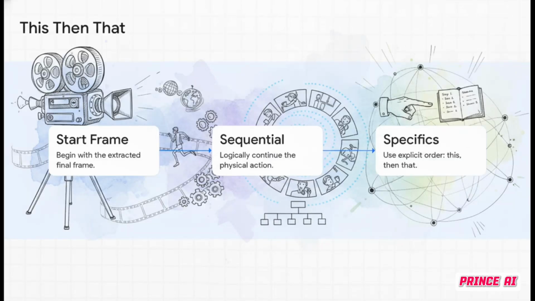Now, when you go to generate that second clip, you have to use the this, then that prompting method. Start with your extracted frame. Your prompt for this next clip must logically and directly continue the exact physical action from that paused frame. Keep the instructions strictly sequential. For example, the character looks out the window, then she turns her head, then she picks up the mug. This logical chaining is what creates a flawless, totally believable narrative flow.